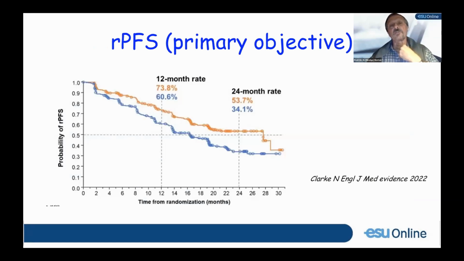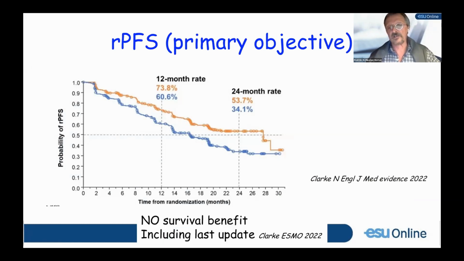The radiographic progression-free survival, which is the primary objective, shows a very clear trend for the combination compared to the abi monotherapy, irrespective of DRD abnormality, which is at least a little bit surprising. But be very careful. So far, we have absolutely no survival benefit. And even when we consider the last update of this trial that was presented a few weeks ago by Noel Clark at ESMO, absolutely no survival benefit yet.